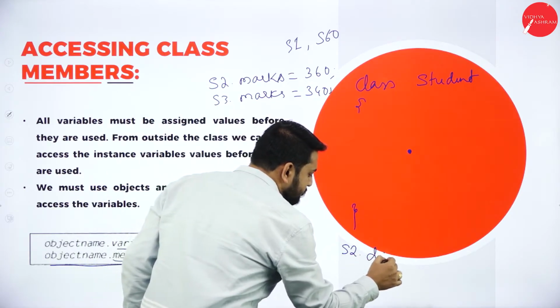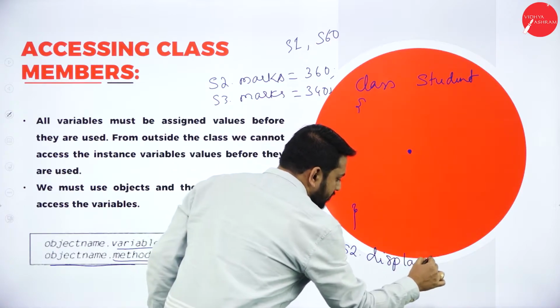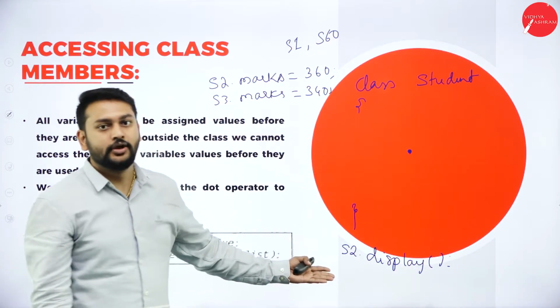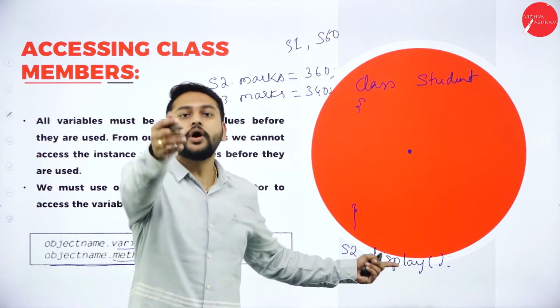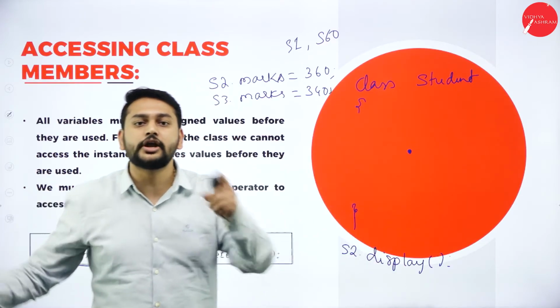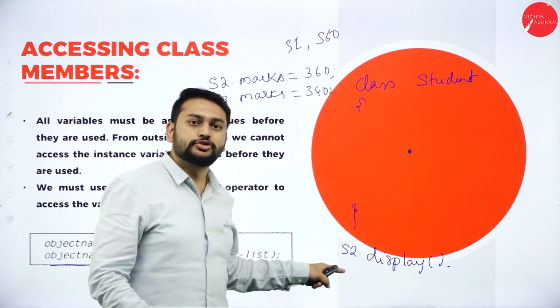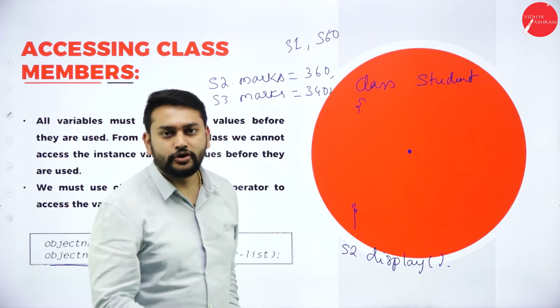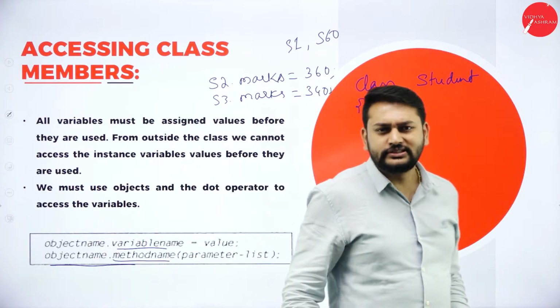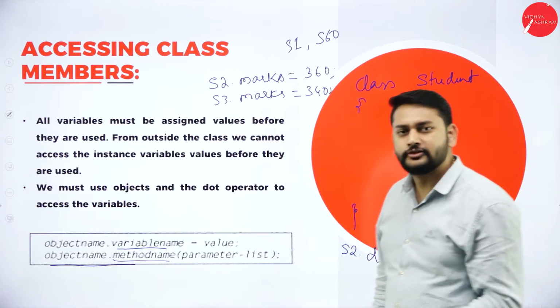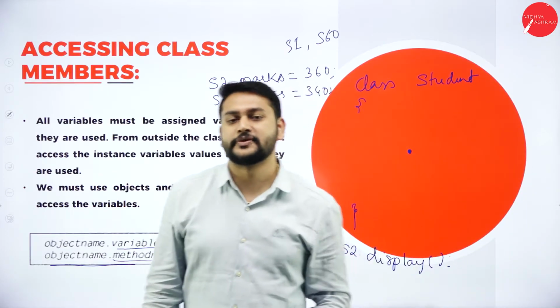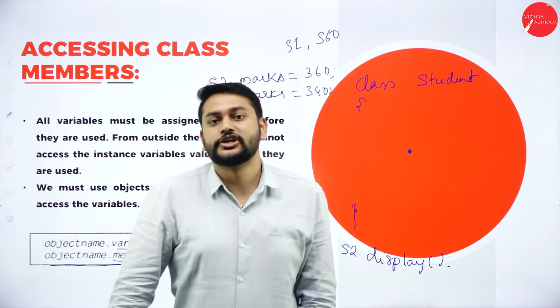S2 dot display. Please, who is calling the display method? You are calling the display method. How do you say that you are calling it? S2 is you. So that's what you need to remember here. This is the speciality of the dot operator. That's what you need to remember here.